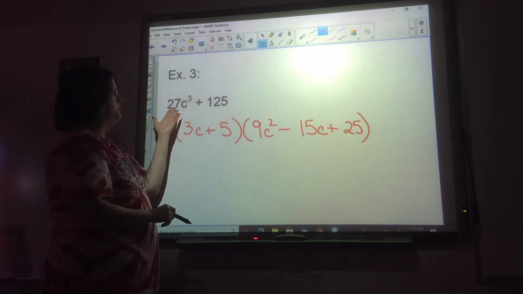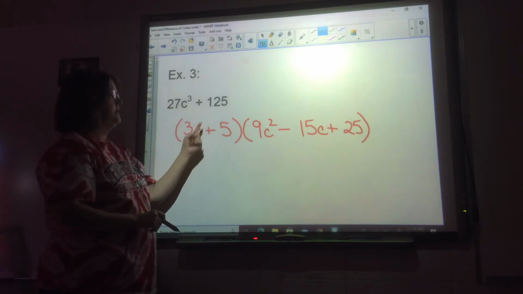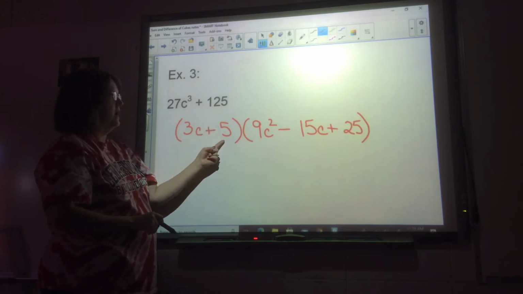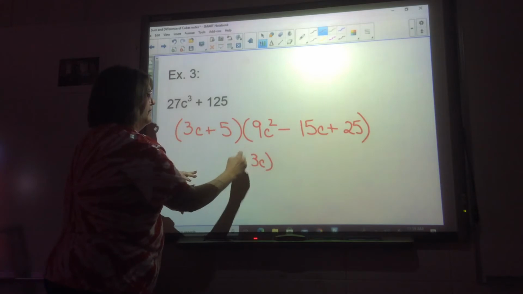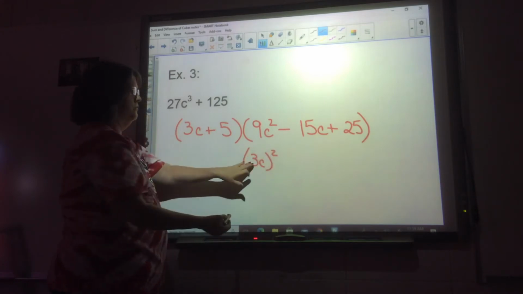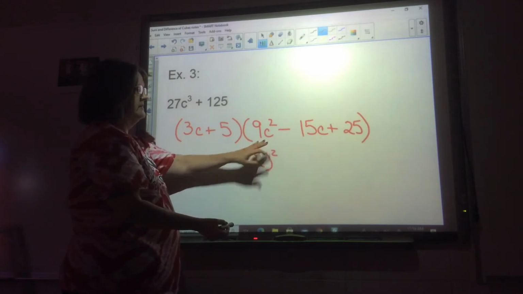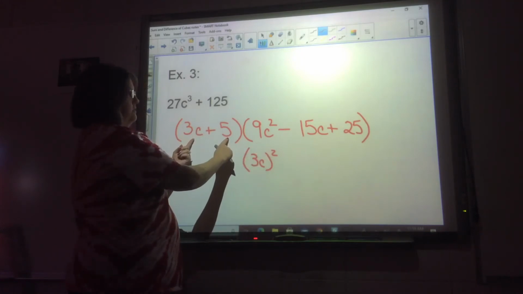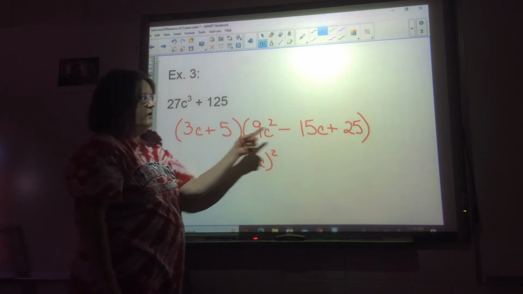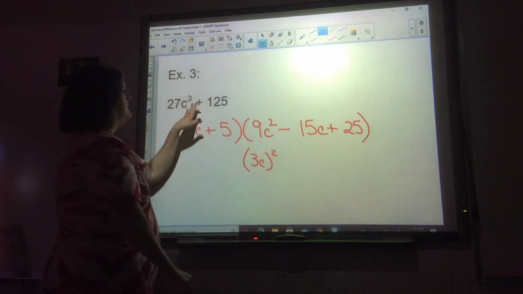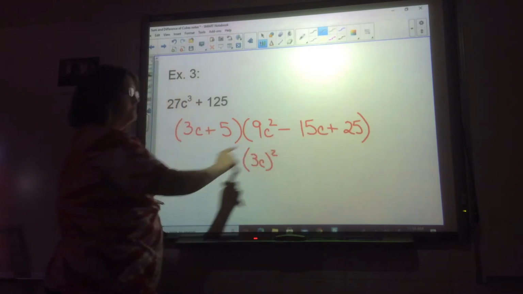Same thing. Cube root this. The cube root of 27 is 3. The cube root of c cubed is c. The cube root of 125 is 5. Then I take 3c and I square it, and that goes here. 3 times 3 is 9, c times c is c squared, and it gives you 9c squared. Then I multiply the two: 5 times 3c is 15c. Then I take 5 and I square it, and I go here. Then it's the same sign, opposite sign, always plus.